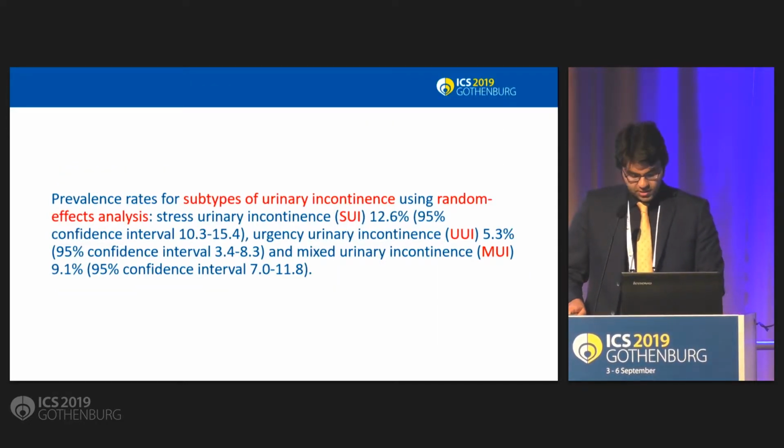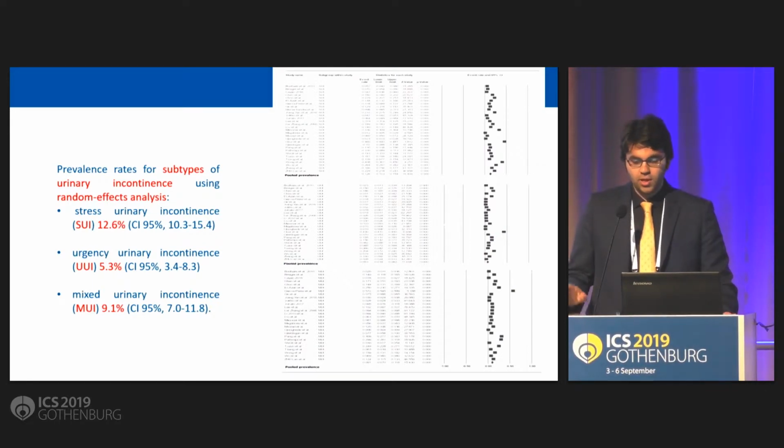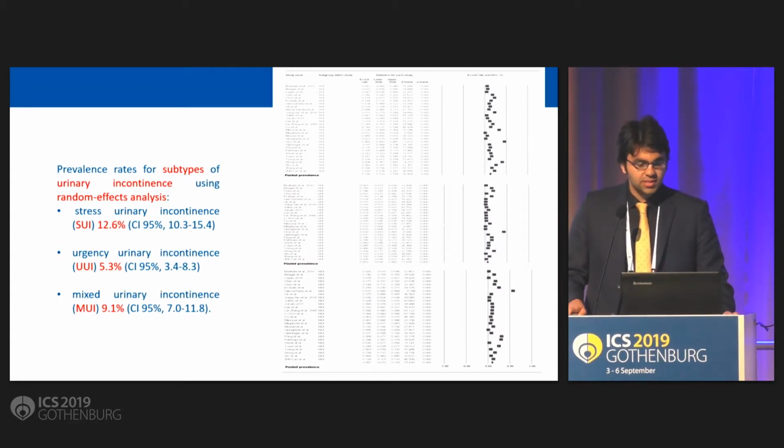The prevalence rate of the subtypes are shown here. For stress urinary incontinence, it was 12.6%, making it the most prevalent subtype of urinary incontinence, and it was followed by mixed urinary incontinence and urge urinary incontinence, 9.1 and 5.3% respectively.